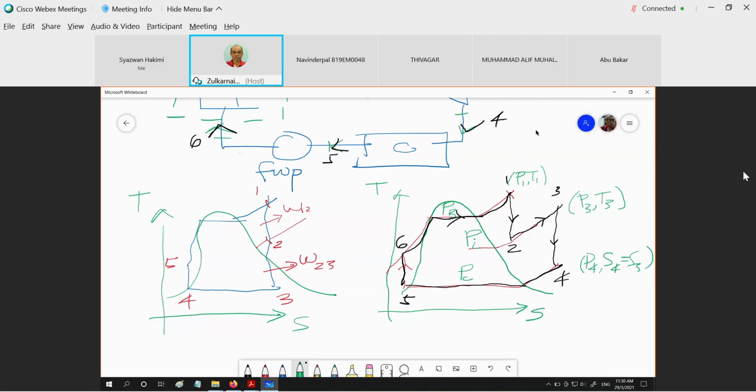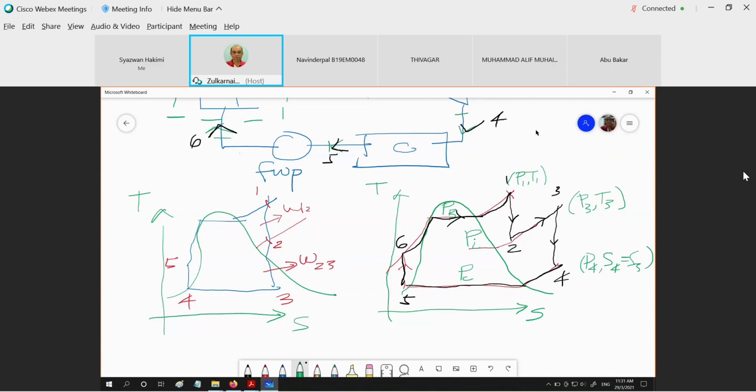For that, we learn about the Carnot cycle. So, how many cycles have we learned? Carnot cycle, Rankine with saturated vapor, Rankine with superheated vapor, Rankine with multistage and reheat.